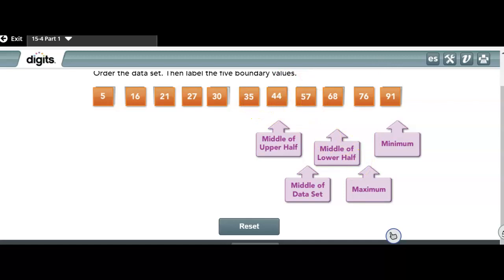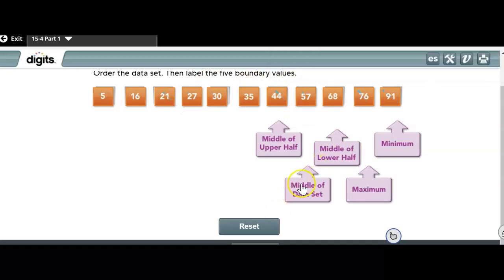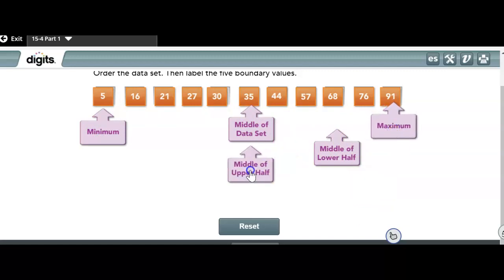I'm going to go ahead and try to find the median now. I'm going to cross 2 out, cross 2 out, cross 2 out, cross 1 out, cross 1 out. My median, the middle of the data set, should be 35. The minimum is the smallest number, which is 5. The maximum is 91. That gives me the middle of the upper half is 60.